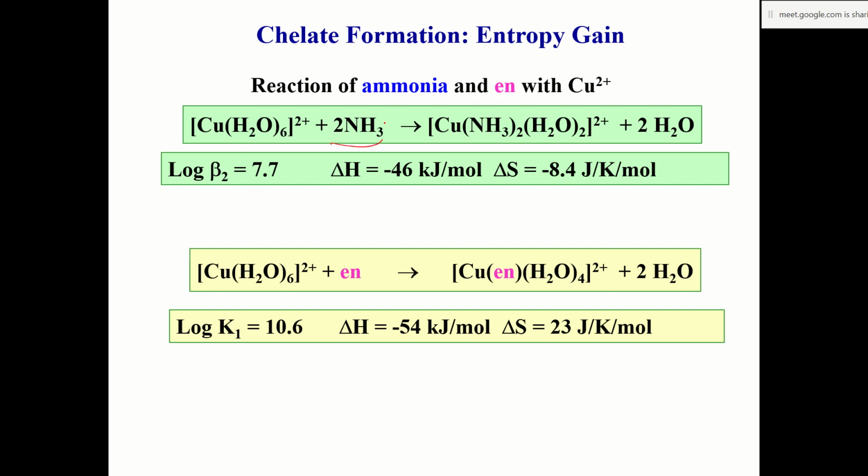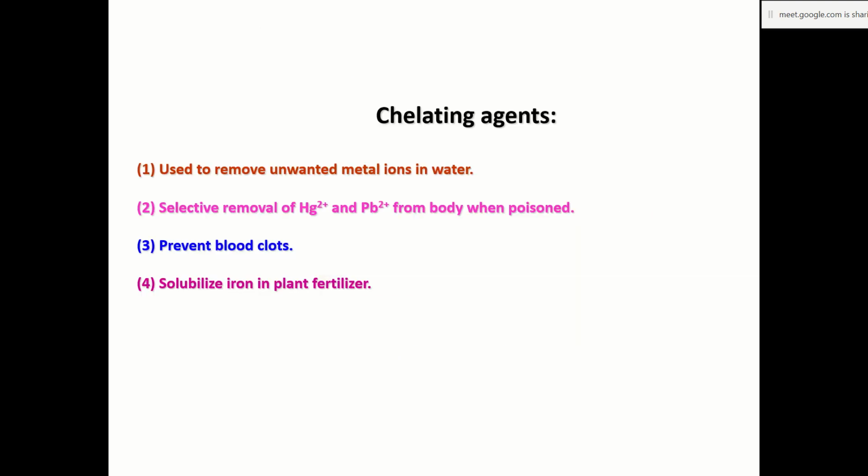Look at the first one, 2 ammonia, beta is 7.7. Look at the second one, when instead of 2 ammonia you have ethylene diamine. In that case delta S is 23. Okay, so this factor is increasing by 3 times, and there is only a small increase in delta H for the same set of things.